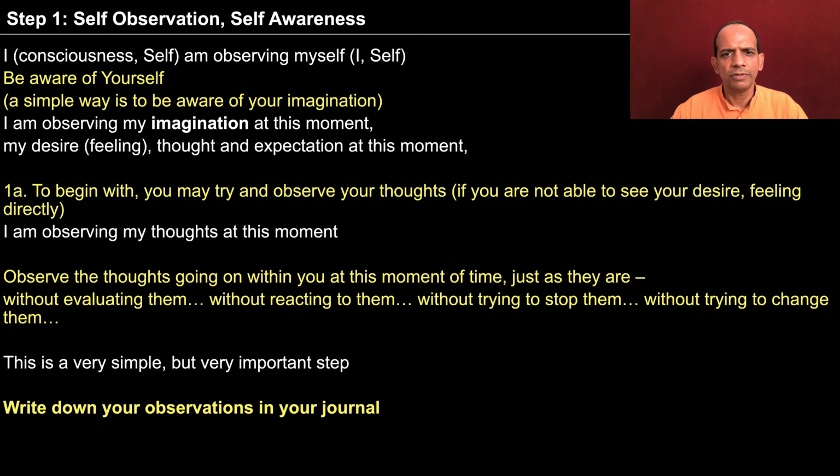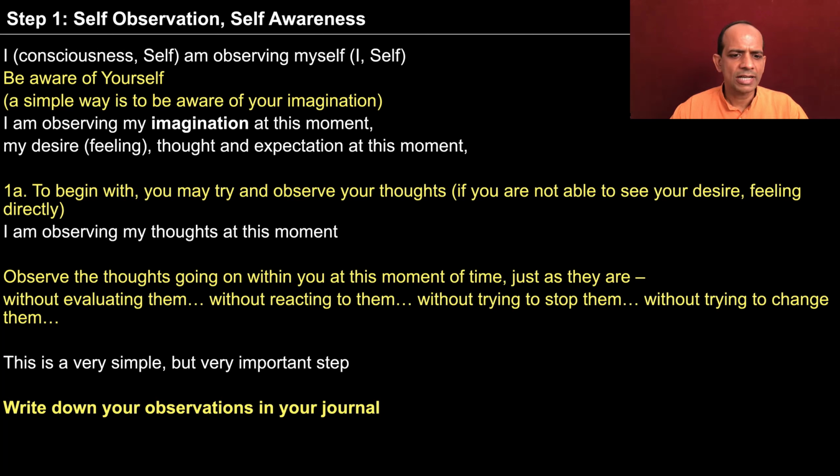And a simple way to be aware of yourself is to be aware of your imagination. So I am observing my imagination at this moment. That is to say, I am observing my desire, thought, and expectation at this moment. As we have discussed earlier also, imagination comprises of our desire, thought, and expectation. And I have to be aware of all that is there in my own activities of imagination.